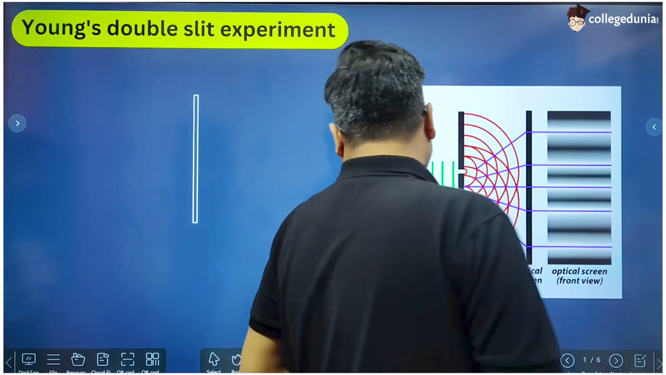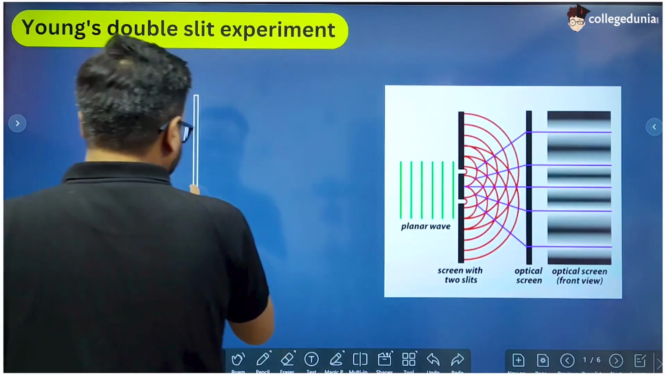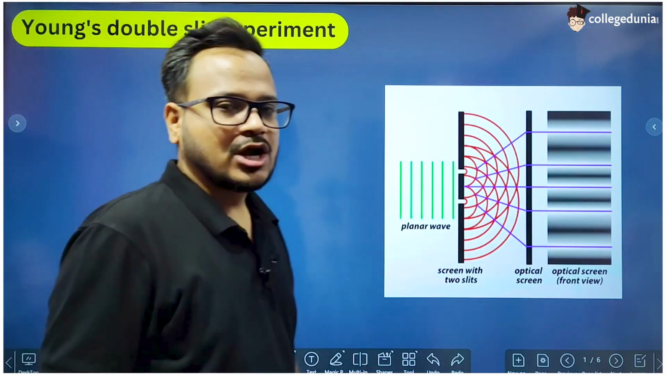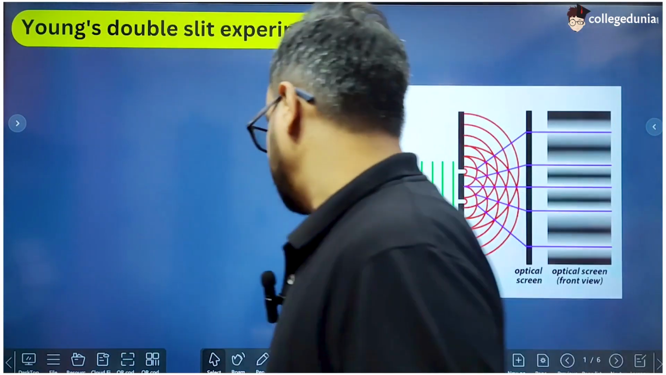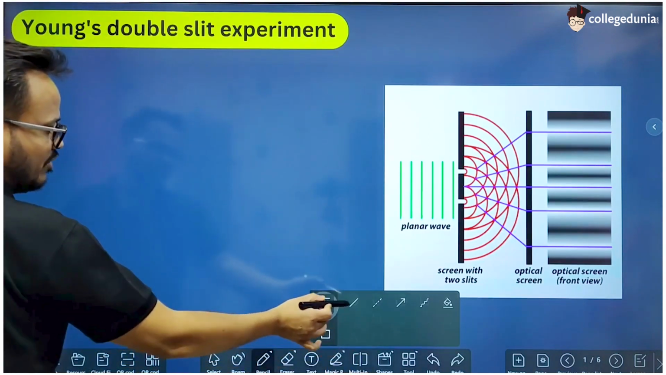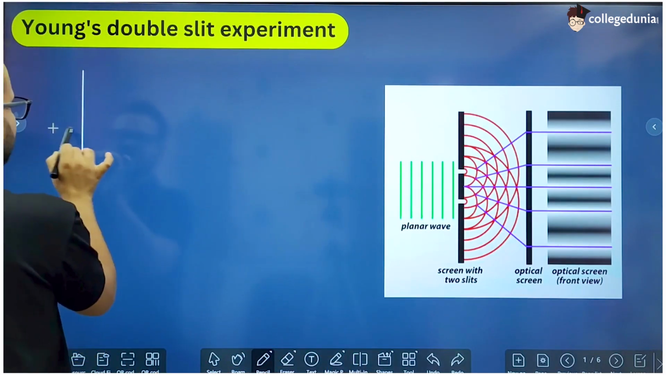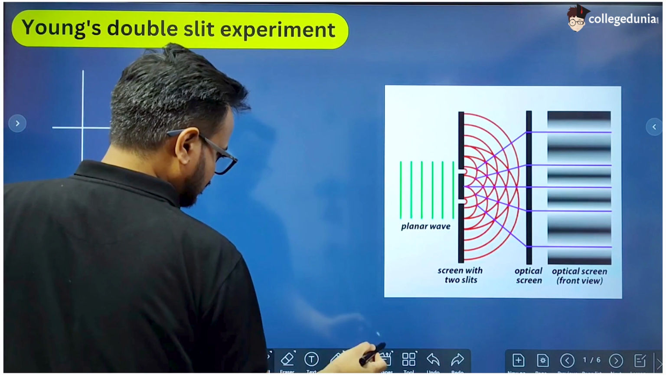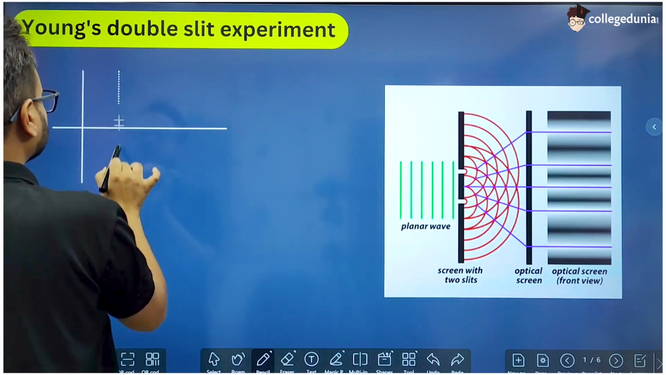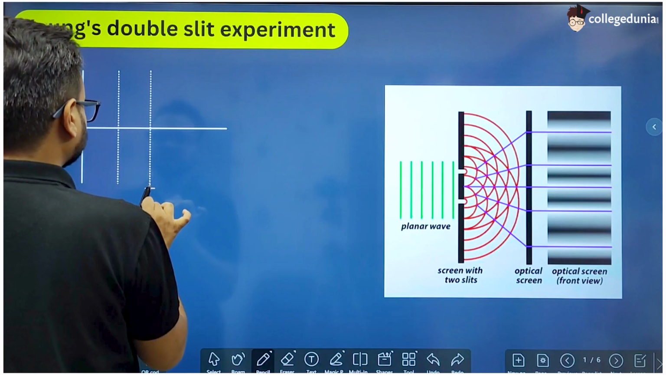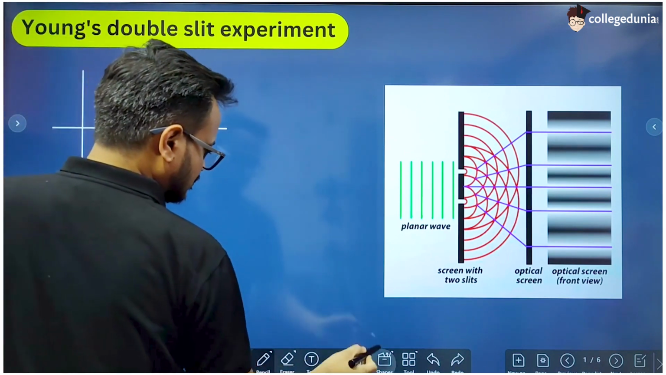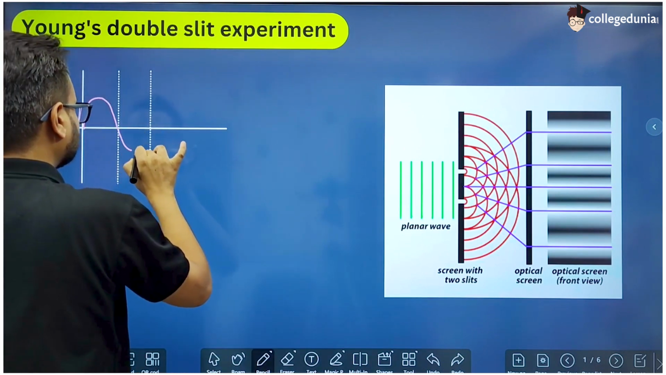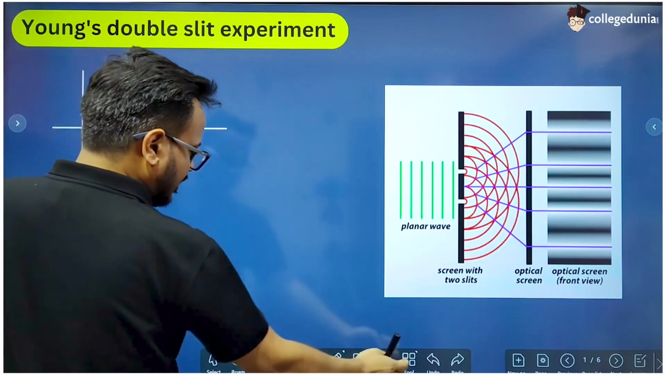So what was the role of those slits? For that, first we have to understand the concept of interference and coherent sources of light. What is interference? Interference means when two waves superimpose on each other. Let us say we have two waves. The pattern of one wave is like this, and the pattern of the other wave.